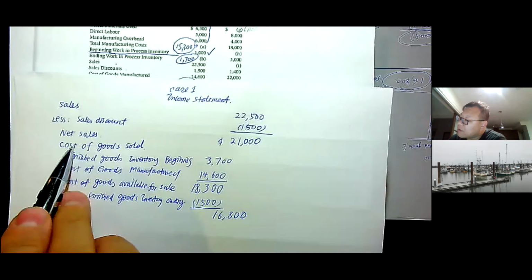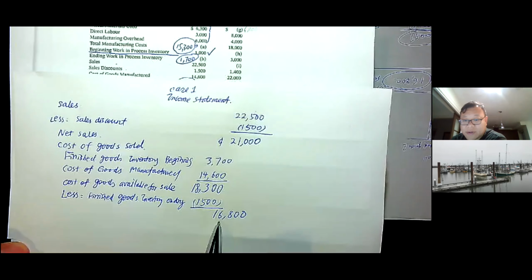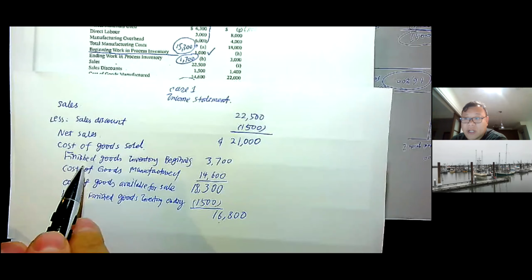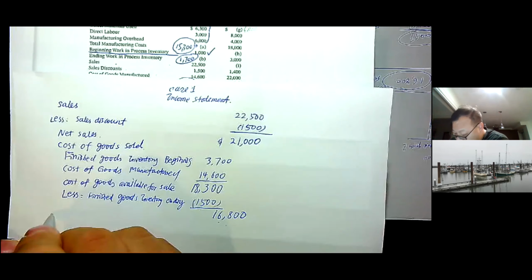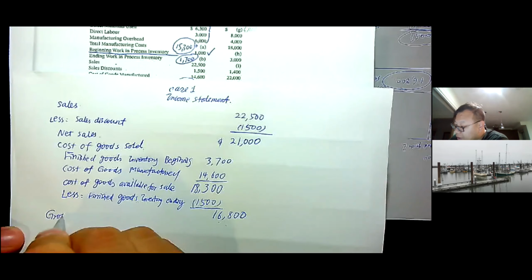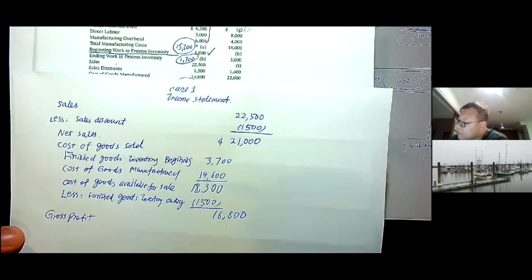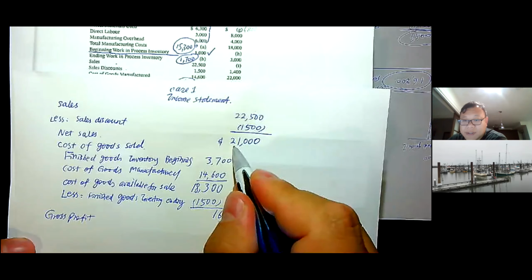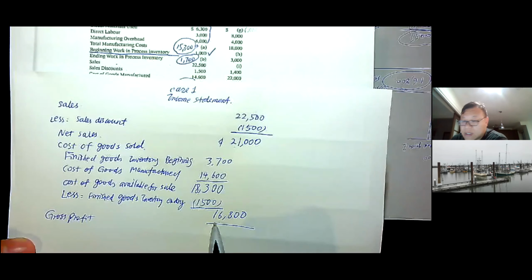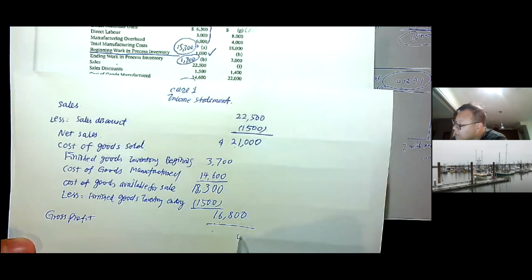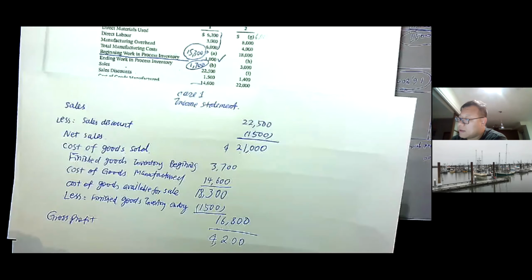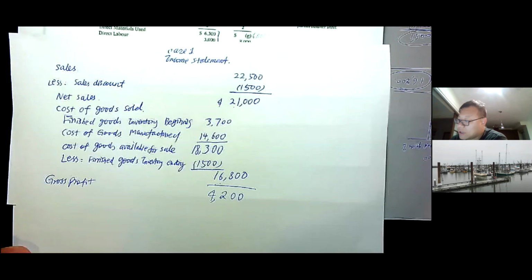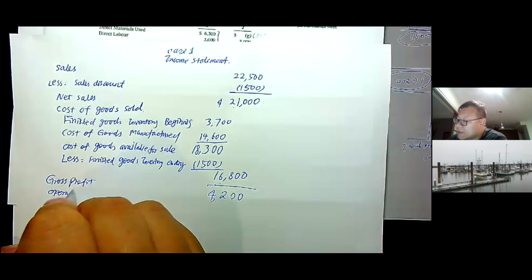Okay, so now you know the cost of goods sold. That's the 16,800. And you are using the finished goods inventory to calculate the cost of goods sold. The next one will be the gross profit. What's the gross profit? Net sales minus cost of goods sold. Okay, 4,200. And then we want to consider operating expenses.